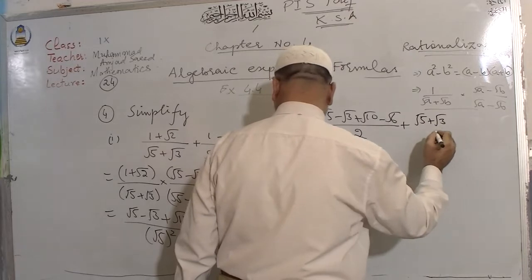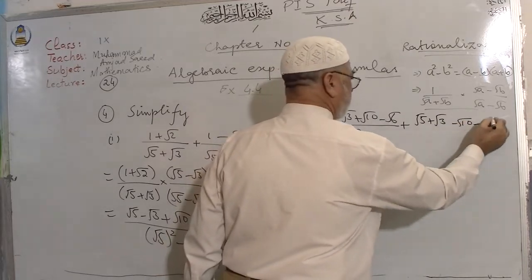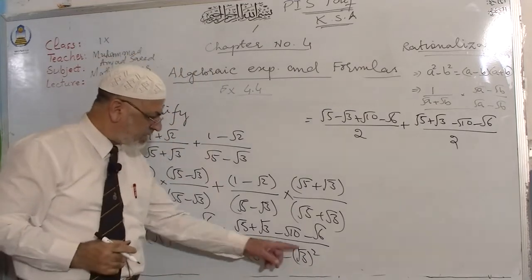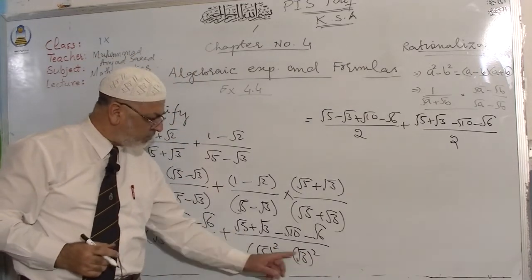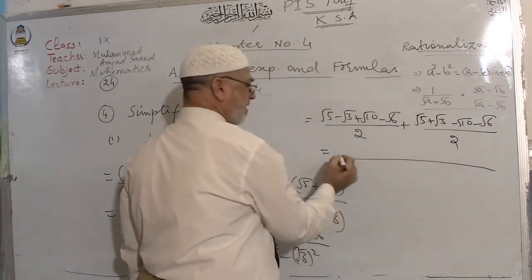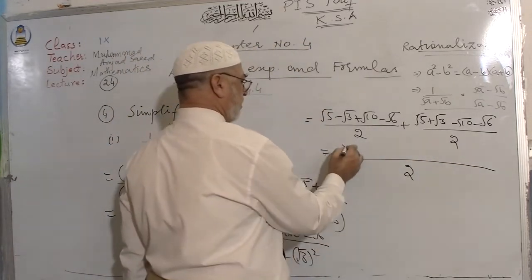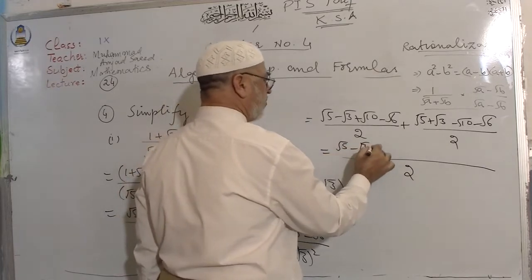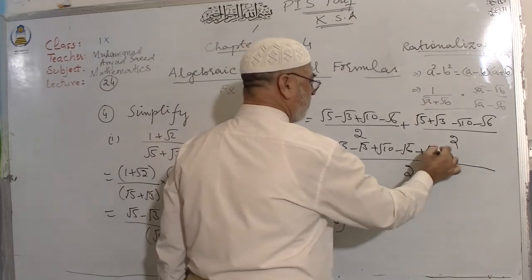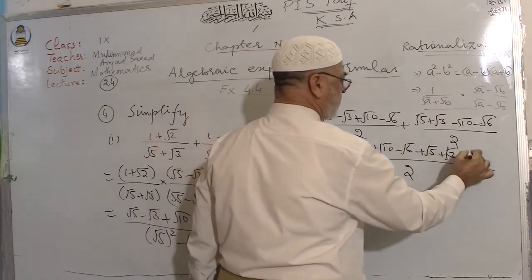Then minus 10 under root minus 6 under root divided by 2. The same one. 2 and square root cancelled out, 5 minus 3 left, 5 minus 3 is 2. Taking 2 as LCM, 5 under root minus 3 under root plus 10 under root minus 6 under root. Similarly, you can write down the second as it is.